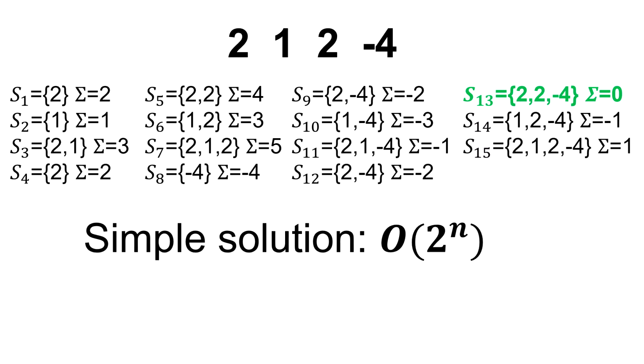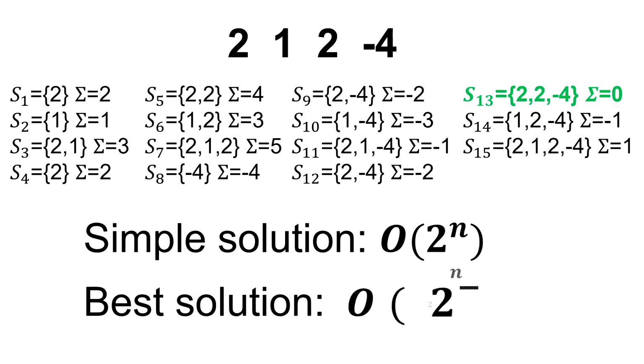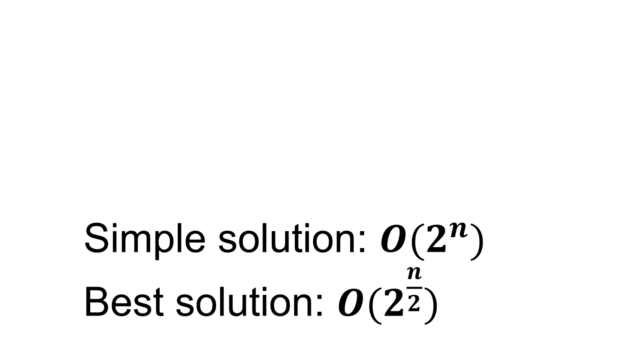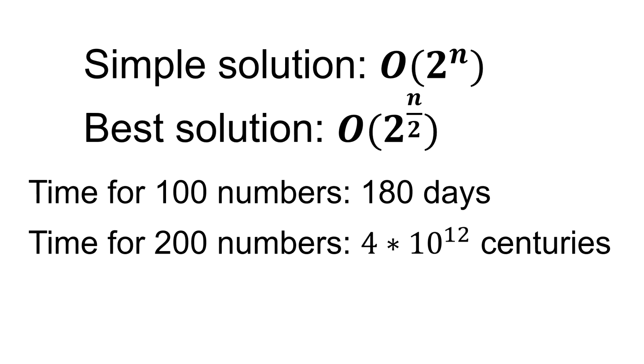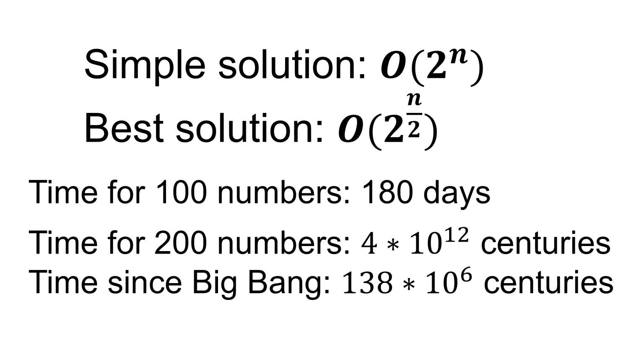It turned out, with all the optimizations and tricks humanity has developed, the best algorithm we have is of 2 to the n over 2 complexity. That is, for 100 numbers, we have to wait 180 days. And for 200 numbers, we have to wait 4 trillion centuries. For comparison, it's only 138 million centuries since the Big Bang.